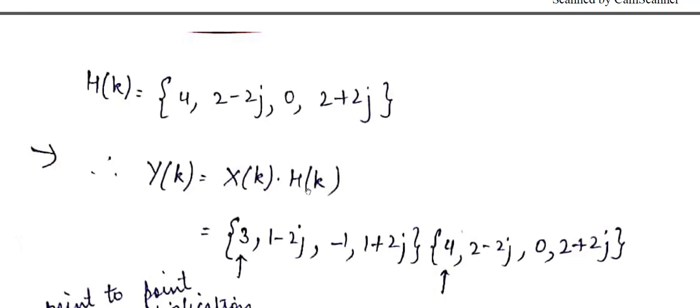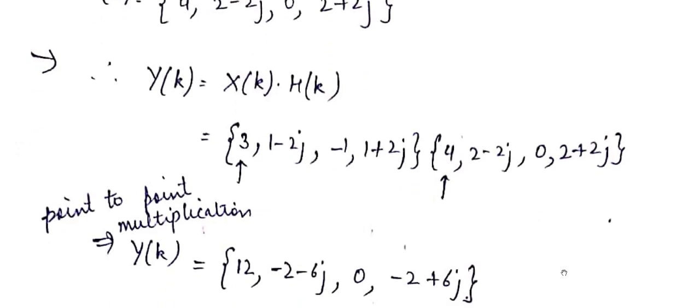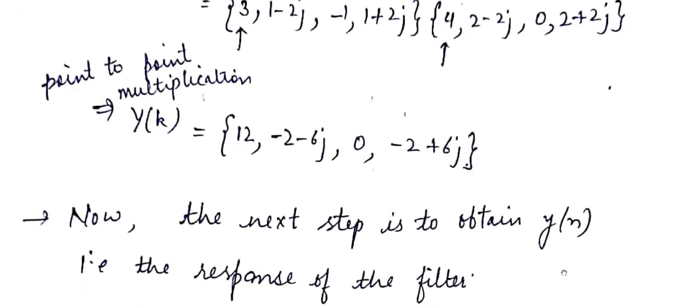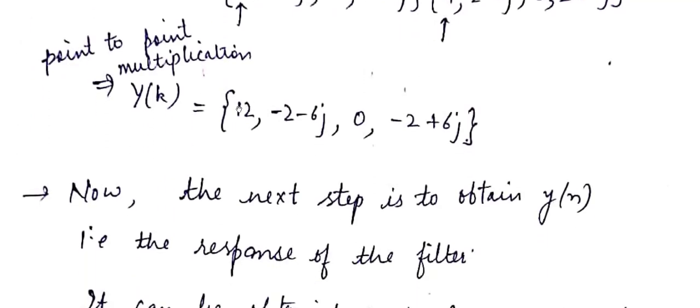Now what is the next step? Next step is we have to obtain Yk, and Yk is the multiplication of the two DFTs, that is Xk and Hk. So you will multiply these values point to point, and you will get Yk as 12, minus 2 minus 6j, 0, minus 2 plus 6j. Again you can see that the complex values are coming in complex conjugate pairs.